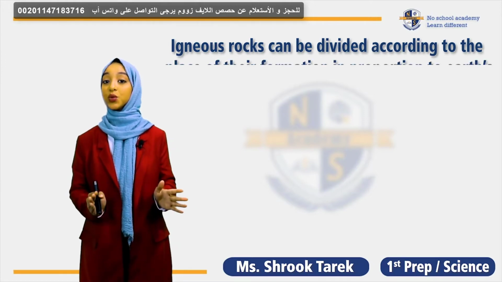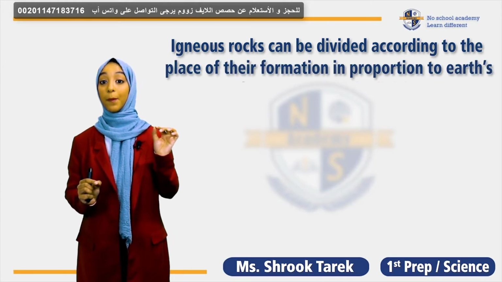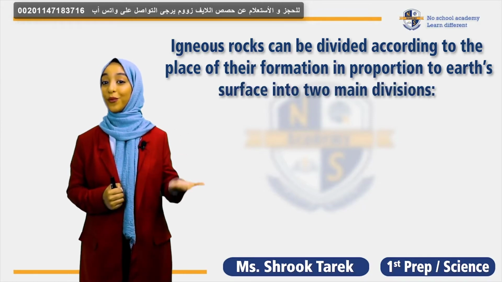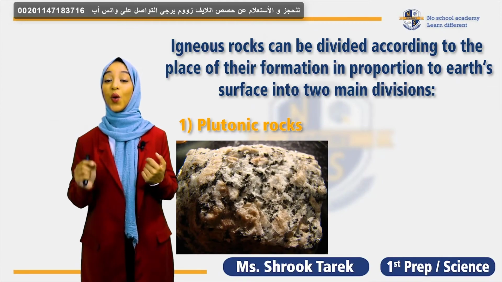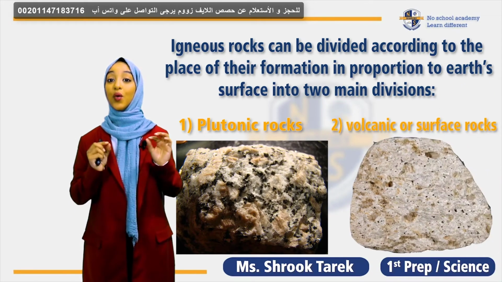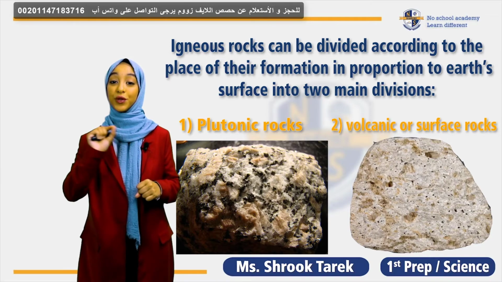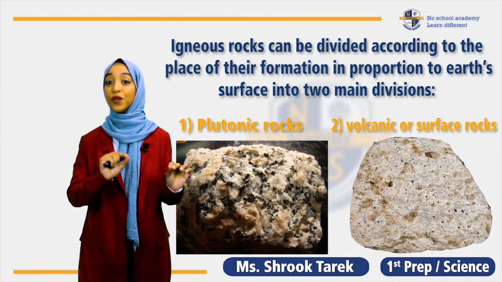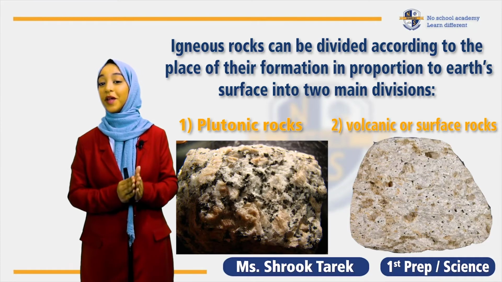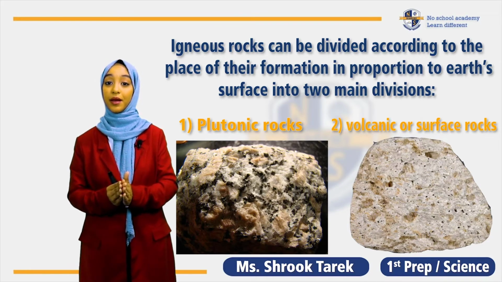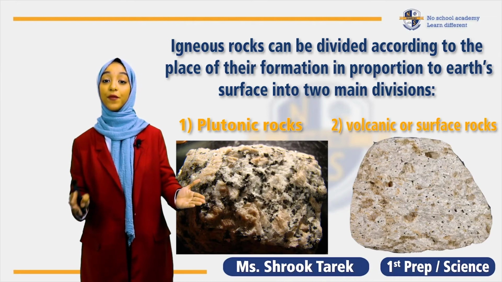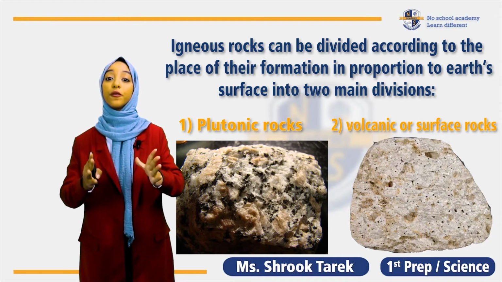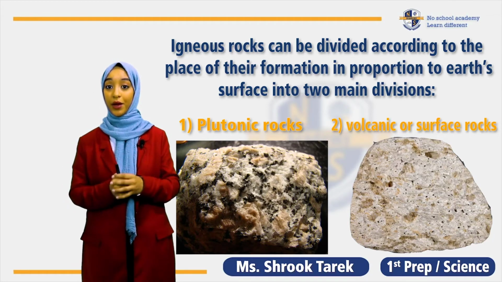جينا قسمنا ال igneous rocks according to their place of formation into 2 main types. أول نوع plutonic rocks، تاني نوع volcanic rocks، وبرضو ليها اسم تاني surface rocks. وبعد شوية هنفهم ليه اسمها surface rocks. طيب علشان نعرف الفرق ما بينهم خلينا نتفق على اتفاق. الفرق ما بين البلوتونيك and volcanic هيبقى the place, the location of the formation of the rocks inside the volcano.